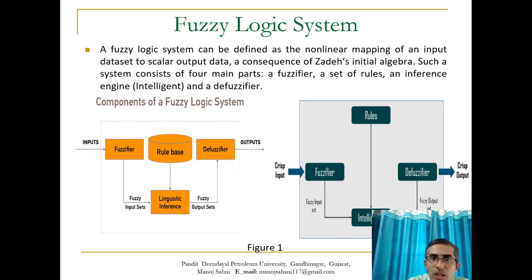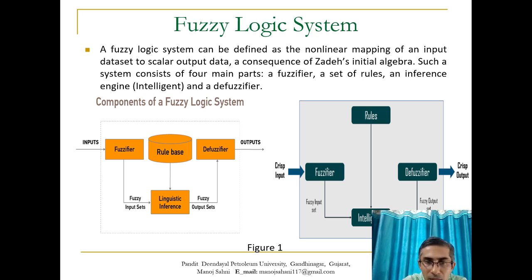Now what is a fuzzy logic system? A fuzzy logic system has three components. One is the fuzzifier, second is the linguistic inference, the intelligent part which contains the rules, and the third is the defuzzifier. How does it work? There is an input given by the user, and the fuzzifier fuzzifies that input, which goes into the second part, the linguistic inference, and here the processing is done.